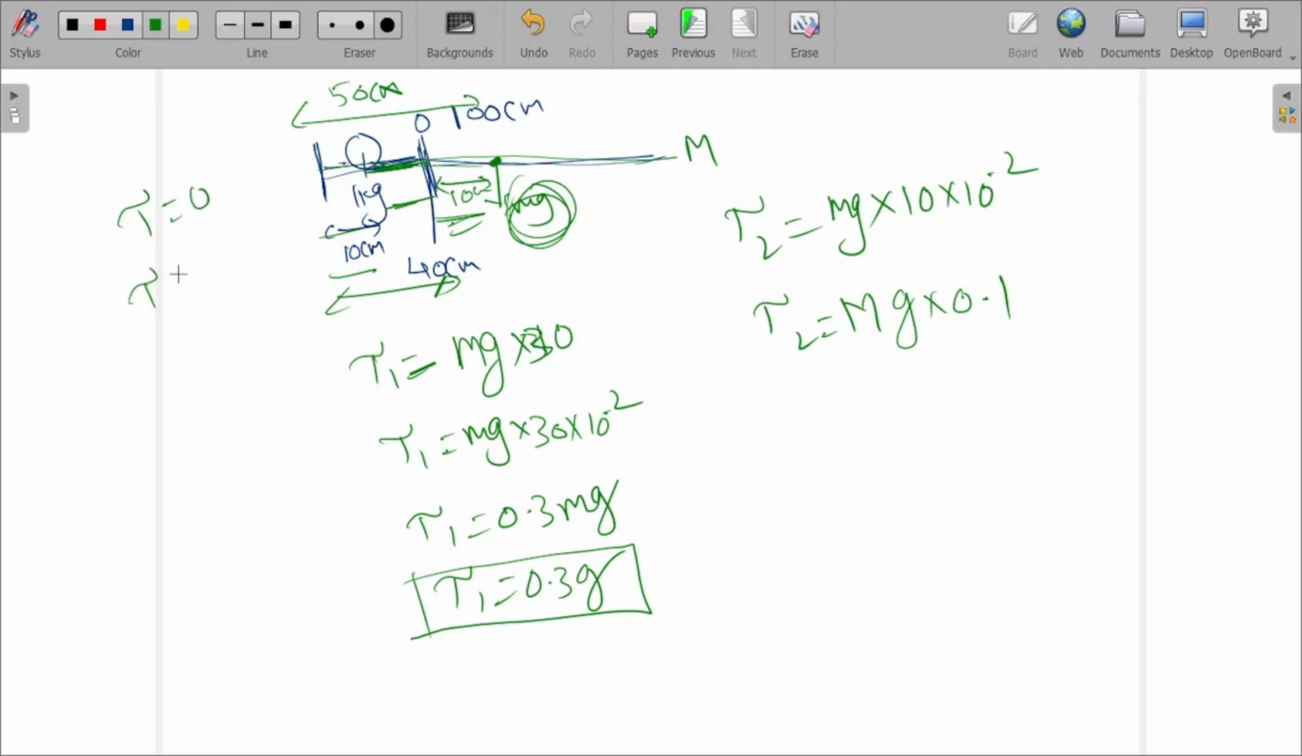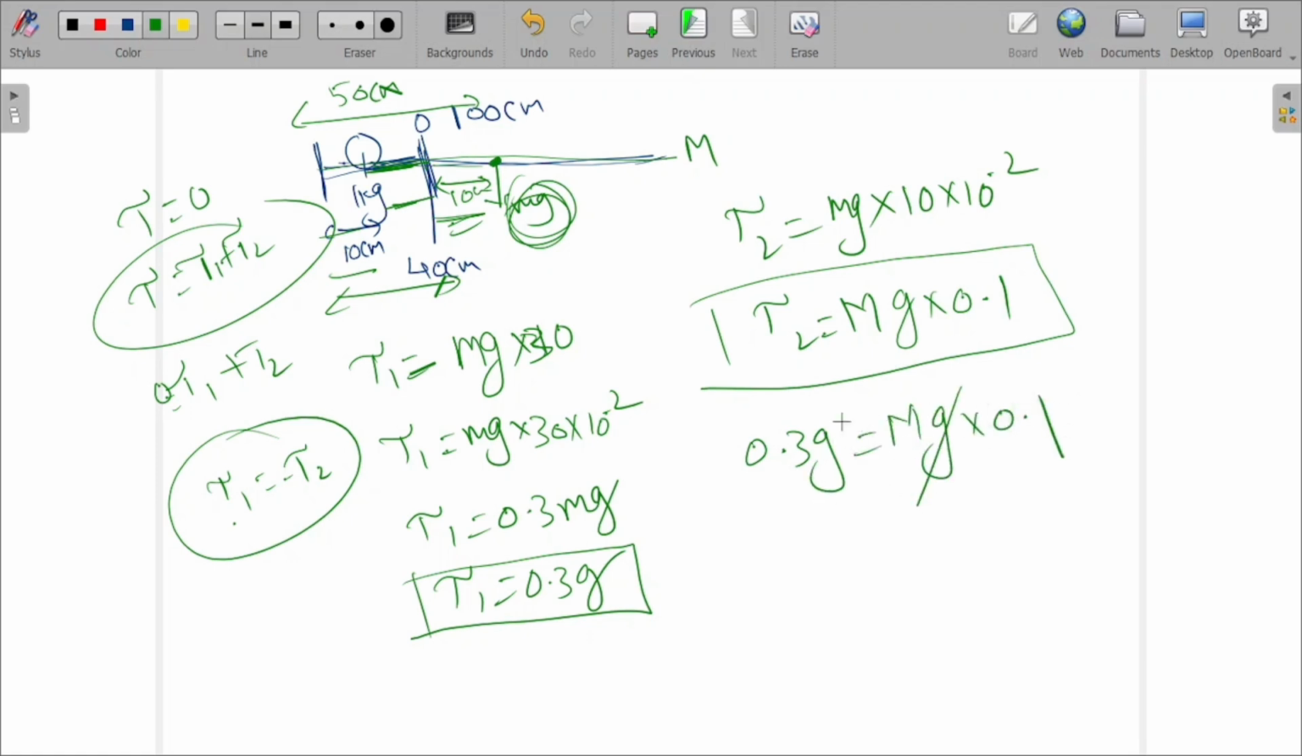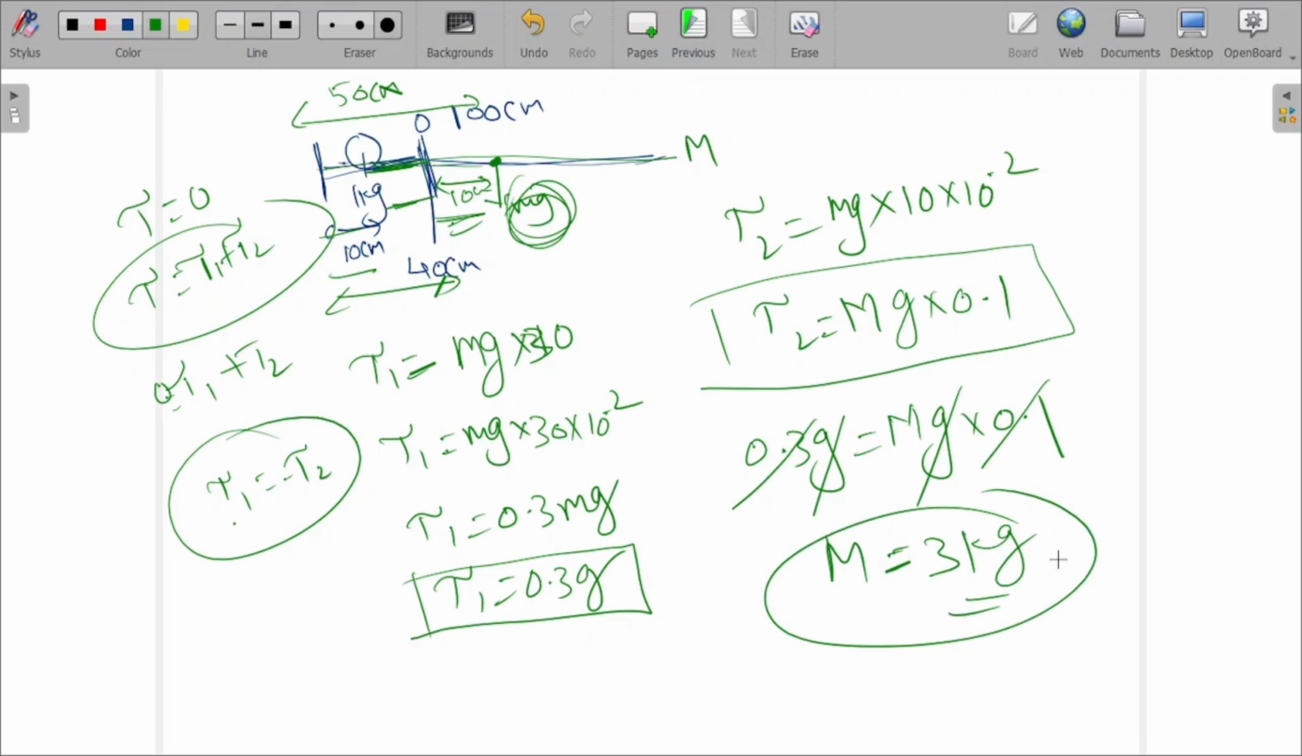Okay, so torque tau equals tau 1 plus tau 2. Total torque tau equals 0, then it will be tau 1 plus tau 2, so tau 1 equals minus tau 2. First torque equals second torque. So 0.3 g equals capital M g into 0.1. So g gets cancelled, 0.1 and 0.3. So mass equals, how much is the mass? 3 grams or kgs? Kgs. So total mass is 3 kgs.